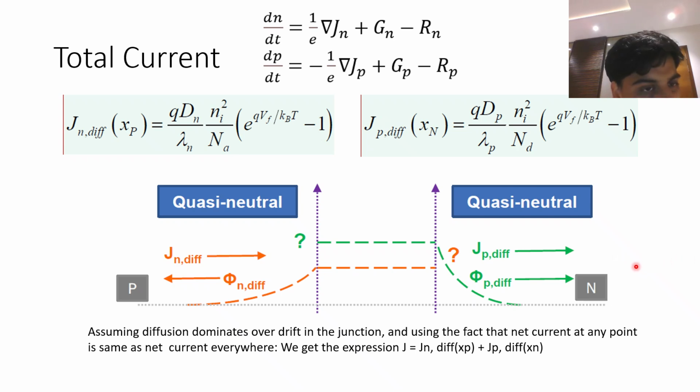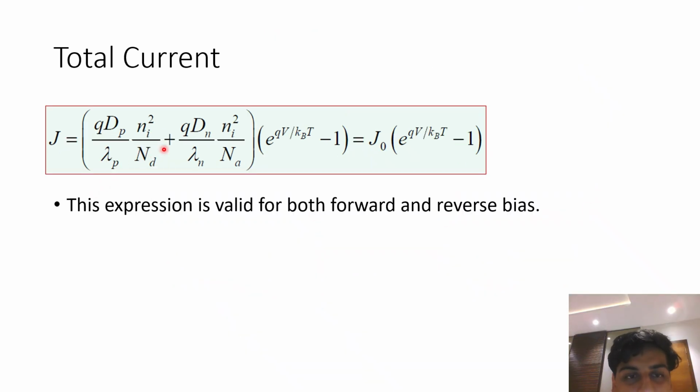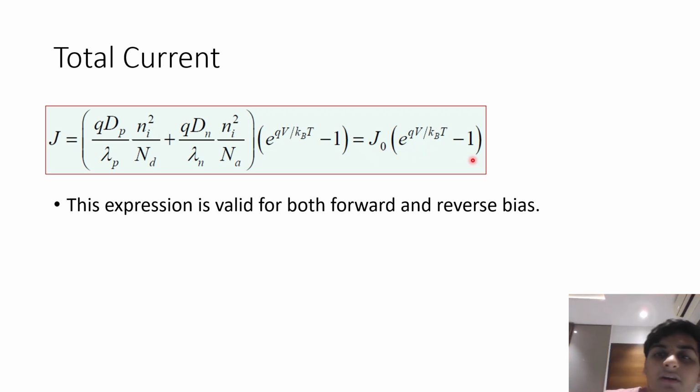So the final point that we are trying to make is that the net current in the device is just the sum of this quantity and this quantity. And when we actually go ahead and sum it up, we get this expression times e^(qV/kBT) minus 1, and this entire expression is a constant. We can call that constant J naught. So we get J naught (e^(qV/kBT) minus 1) as our net current in the device. So this is a complete characterization of the diode. We know what voltage we apply will result in what current.